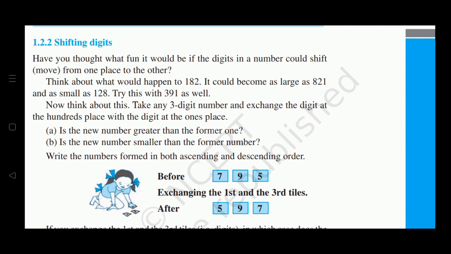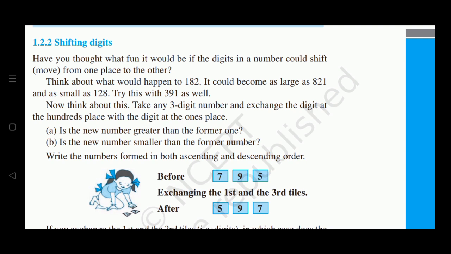Have you thought what fun it would be if the digits in a number could shift, that is, move from one place to the other? Think about what would happen to 182. It could become as large as 821 and as small as 128. Try this with 391 as well. Okay, they have told us to try with 391.